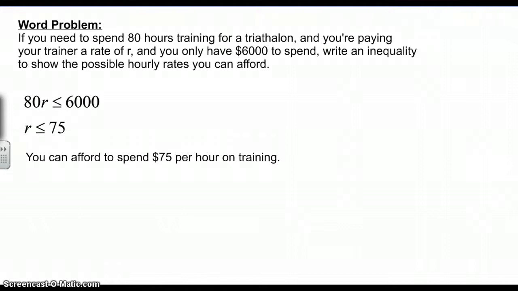So you'll end up with an inequality that's 80R is less than or equal to 6,000. When you divide both sides by 80, you get R is less than or equal to 75. Because we divided by a positive number, you don't have to tweak the sign at all here. So R is less than or equal to 75, and what does that mean? It means you can afford to spend $75 per hour on training, but that would take you to your maximum budget.